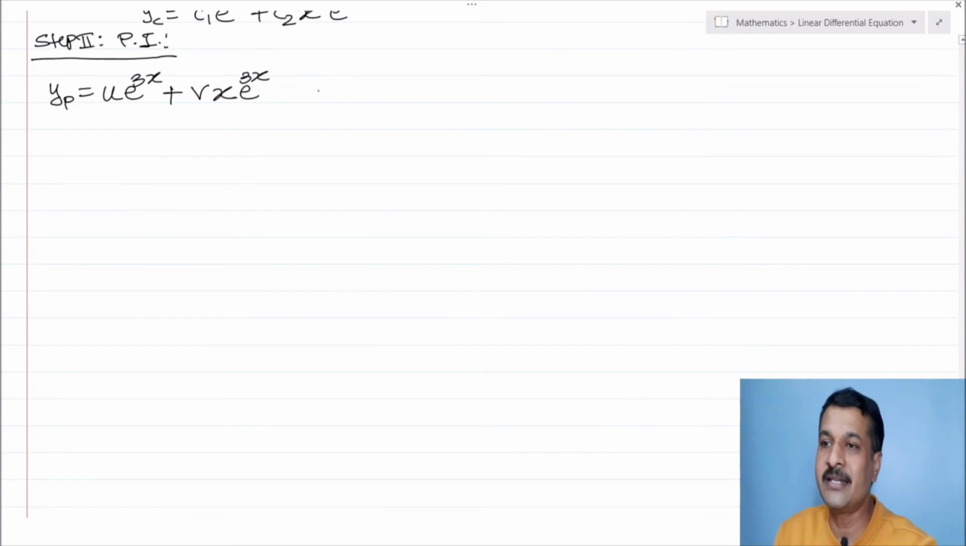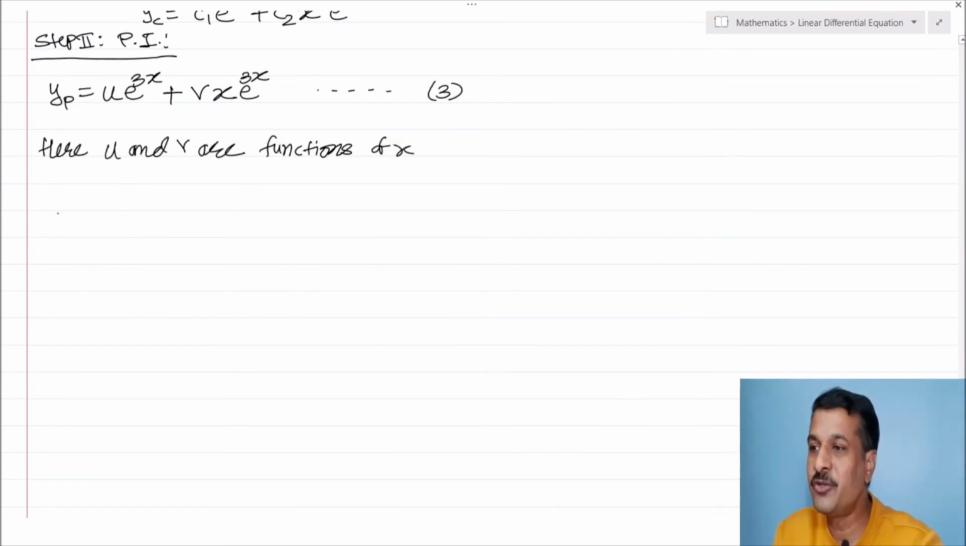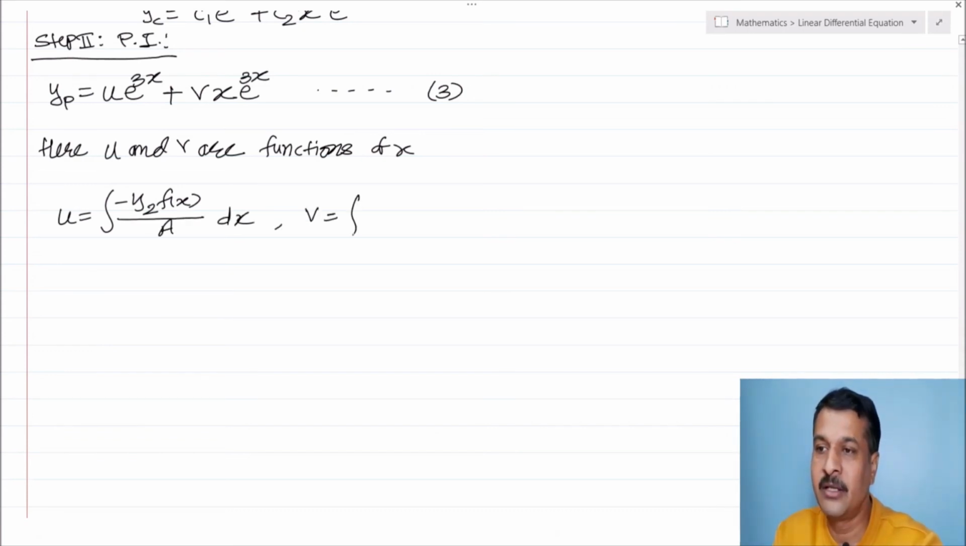Note that here u and v are functions of x, and we can find u and v as u equal to integration of minus y2 into f of x upon a into dx, and v equal to integration of y1 into f of x upon a into dx. So what are this y1 and y2? Note that here this yp is nothing but u y1 plus v y2.